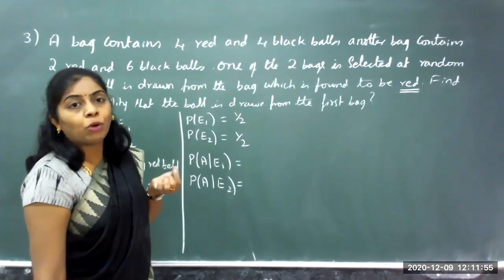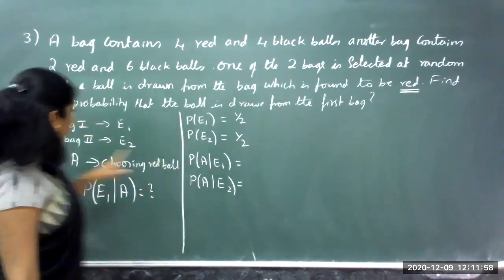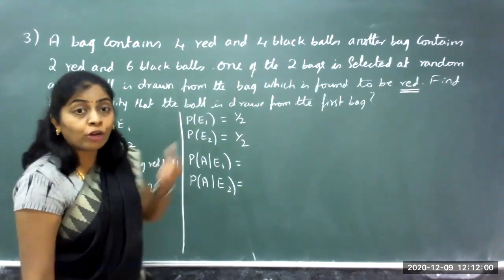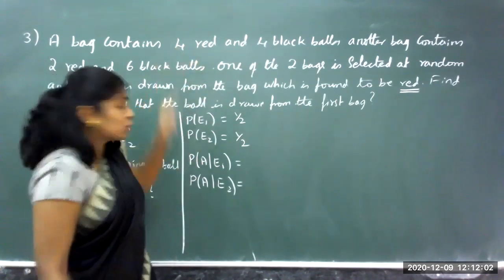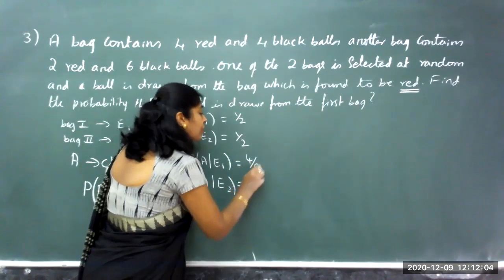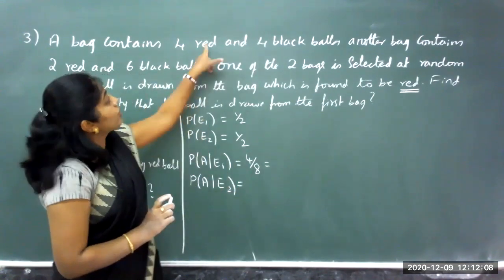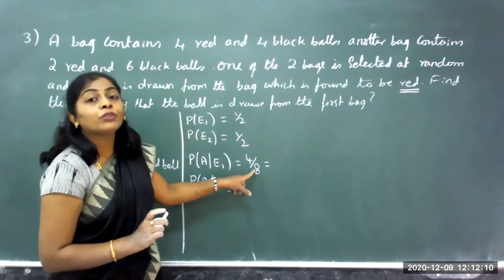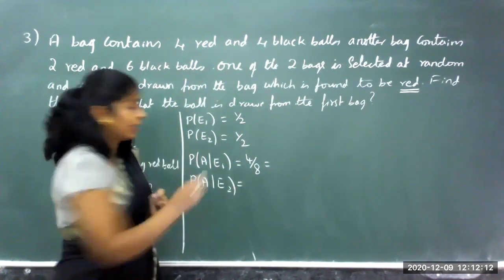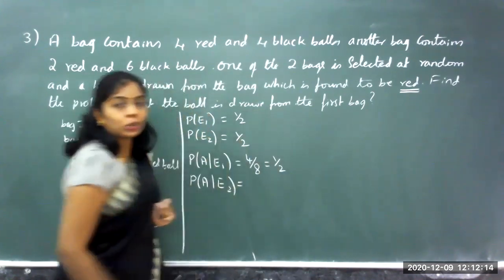How many red balls are there? That is the favorable outcome. He is nothing but choosing a red ball. Favorable outcome is 4, so 4 by 8. Choosing a red ball from bag one: how many red balls can I choose? 4 red balls out of the total, which is 4/8. I can simplify this to 1/2.